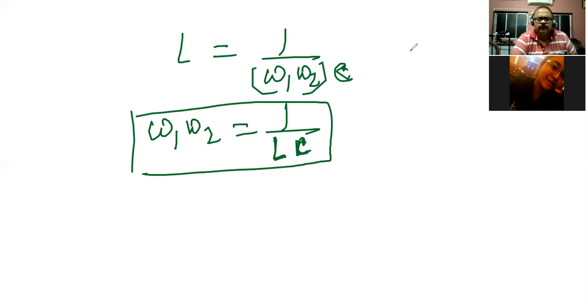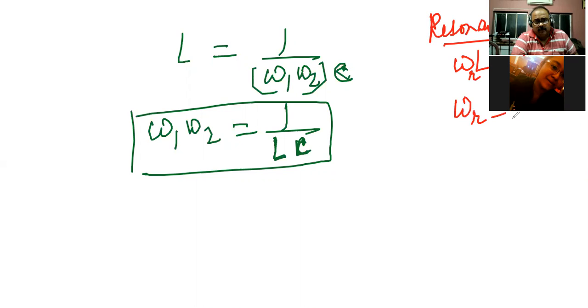Now one thing you should try to understand over here is that under the condition of resonance, what was the condition of resonance? We have already seen that omega L is equals to 1 by omega RC. So we can say that omega R is therefore 1 by root over of LC. So omega R square can be said to be 1 by LC.